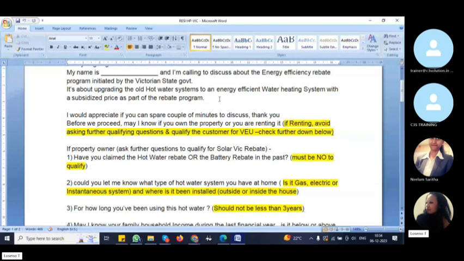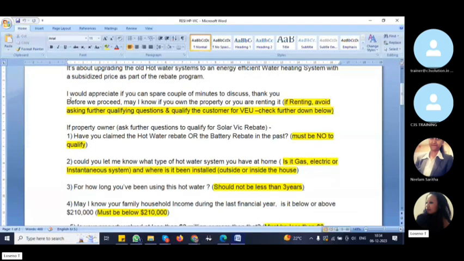So at the initial stage of the call, when you're explaining to the customer the reason for your call, you are also mentioning that it's at a subsidized price. So it indicates that it's not a free product or free program or free upgrade, but yes, there is a cost involved. So with that being said, you go ahead and tell the customer, maybe if you want to take permission, is it okay if I speak to you?